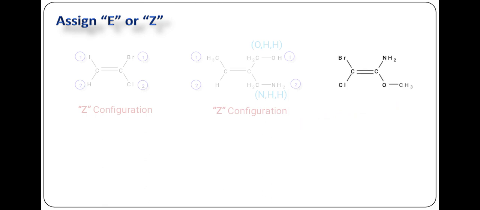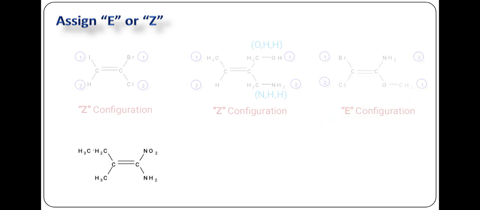Then see the next example, Br and Cl. Br has the higher atomic number, so its priority is first and Cl is second priority. Again we have to compare NH2 and OCH3. Oxygen has the higher atomic number, we have to consider the first atom. Here nitrogen and oxygen are the first atoms, so oxygen has the higher priority, so OCH3 is the first priority, NH2 is the second priority. Again here both first priority groups are present on opposite sides of the carbon-carbon double bond, that means the olefinic bond, so this isomer is the E isomer or E configuration.